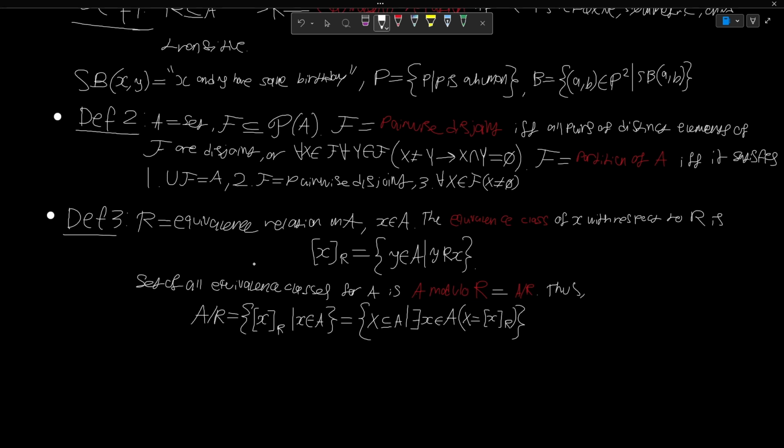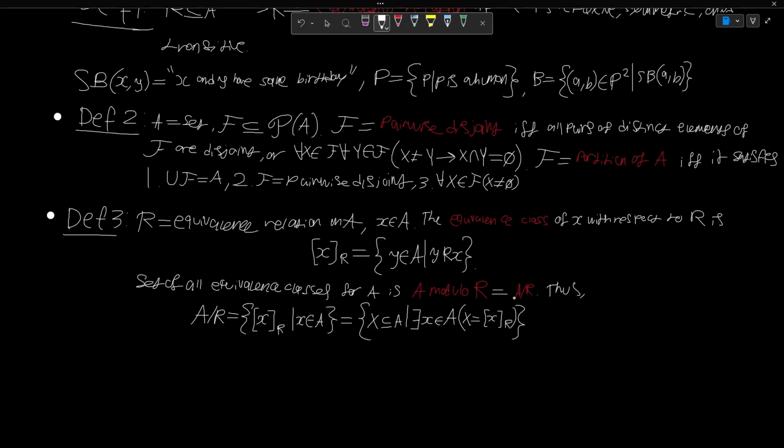For our third definition, we let R be an equivalence relation on A and x be in A. We define the equivalence class of x with respect to R, denoted as this, to be the set of all y in A such that y is R-related to x. Or you could define it as x R-related to y. It doesn't really matter because again, R is symmetric. And then we define the set of all equivalence classes for A to be called A modulo R.